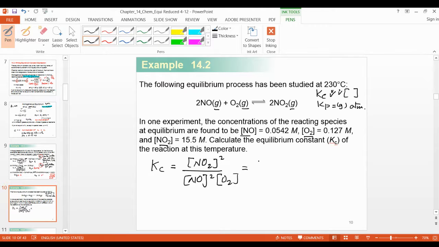Then you substitute the values. NO2, how much is it? 15.5. So 15.5 raised to the power 2, divided by NO, which is 0.0542 raised to the power 2, and oxygen is 0.127 raised to the power 1. Just calculate Kc, whatever you get. That is the equilibrium constant Kc of the reaction. This is simple, right?